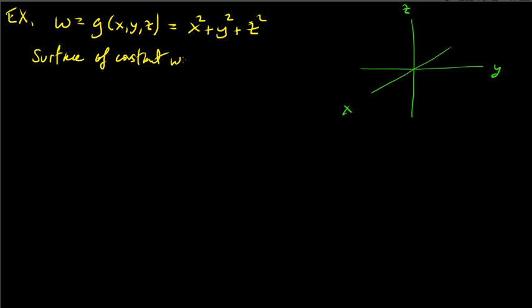So first of all, let's pick a w. How about w equals 1? So where is x squared plus y squared plus z squared equal to 1? You should recognize this. It goes way back. It is a surface. It's a sphere. It's just a sphere of radius 1. So the unit sphere.